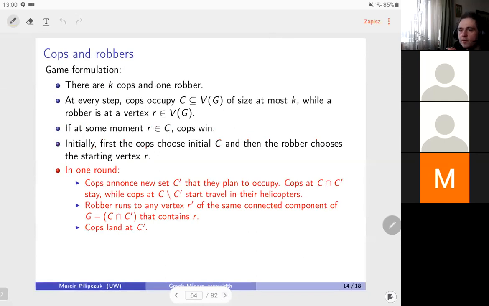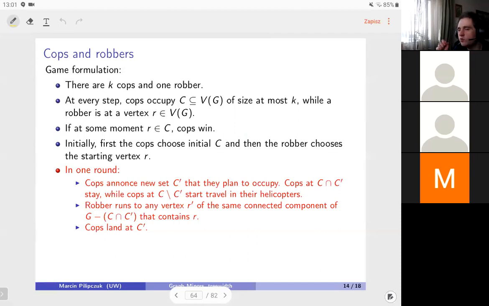In one round, first the cops move. So what does it mean that the cops move? Think that every cop has a helicopter. So a cop can say, I'm staying here, guarding this vertex, or a cop can say, I'm flying to another vertex. This really means that the cops say which is the next set of vertices occupied by cops, and then the intersection of the previous vertices and the new vertices, these guys stay, and the guys from C minus C prime fly to C prime minus C, so fly to the new vertices. But while they fly, the guys that stay guard their vertices.